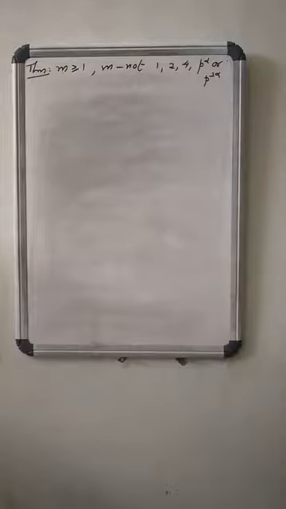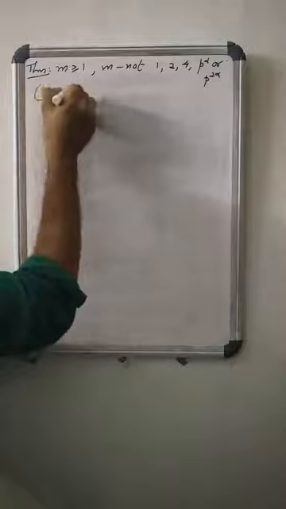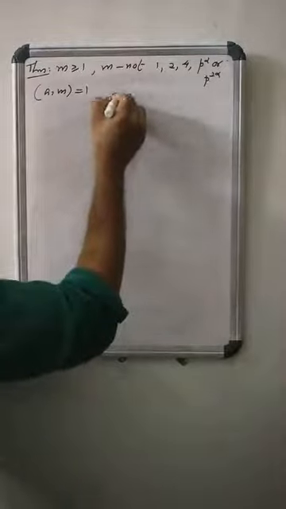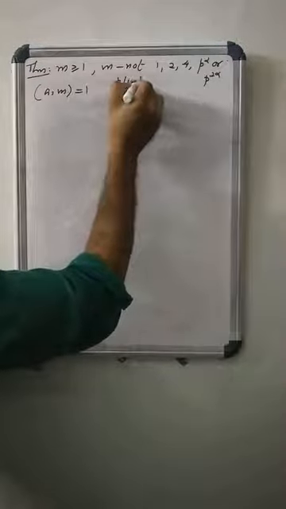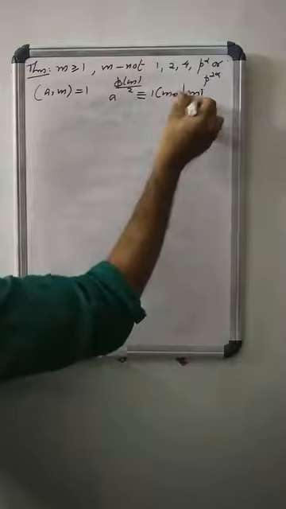Now, for m greater than or equal to 1 and m not of the form 1, 2, 4, p power alpha or p power 2 alpha, where p is an odd prime, then for any a with a and m relatively prime, a power phi of m by 2 is congruent to 1 mod m.